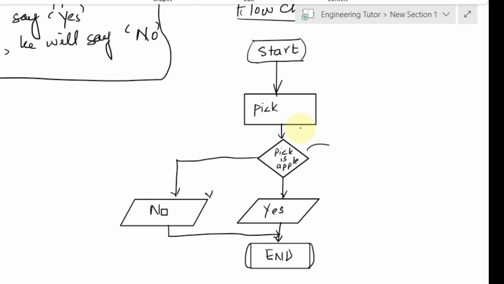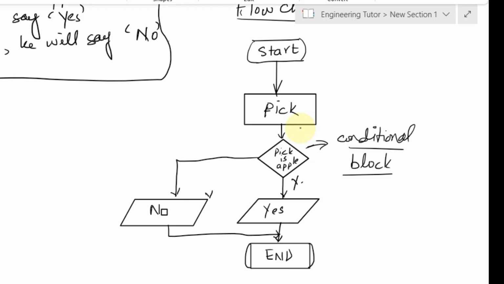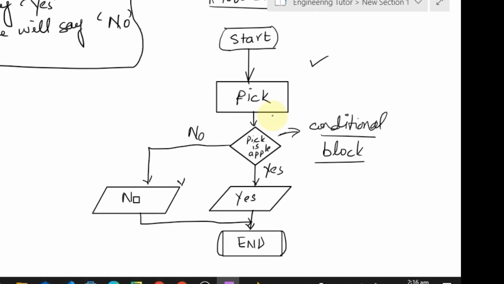So what is this diamond shape used for? This is the conditional. We can also call it the conditional block. Wherever there is a condition, it will pass our statements to one location, while if that condition is not met, it follows the other path. So that is the conditional statement.